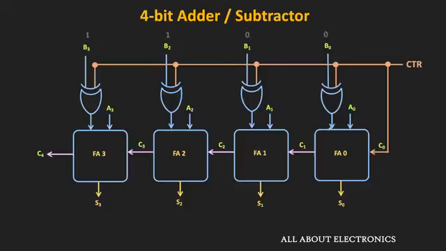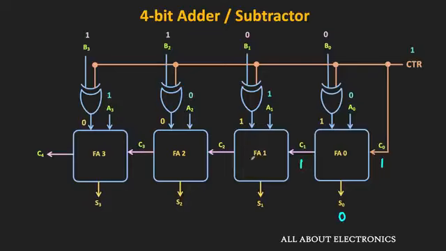So here, one number is 1100 while the second number is 1010. And since we are performing the subtraction, this control input will be equal to 1. And since the control input is equal to 1, all the B inputs will get inverted after this XOR gate. So now for the first adder, the inputs are 1 and 0 and the incoming carry is also equal to 1. So here 1 plus 1 is equal to 0 with 1 as a carry.